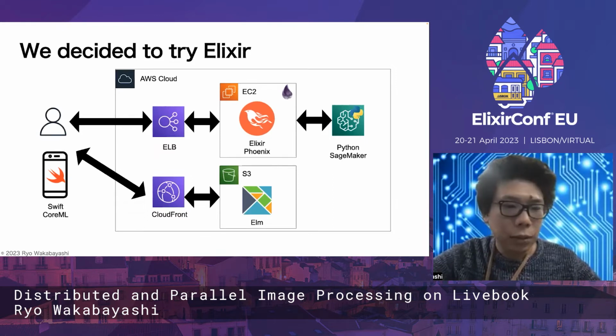However, we couldn't implement AI inference in Elixir, so that part remains in Python. Also, we couldn't make a mobile app in Elixir, so we are still in Swift there too. But Phoenix is running stable and we are happy enough.